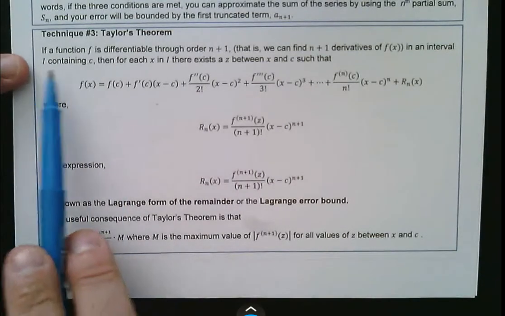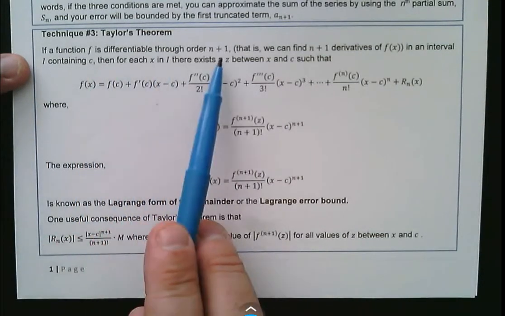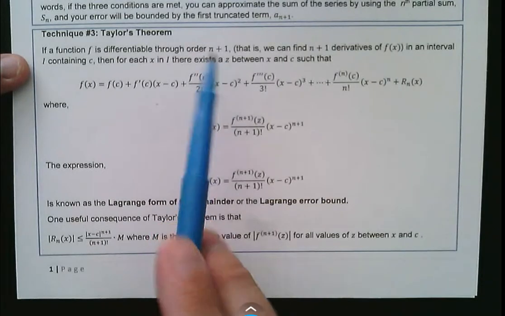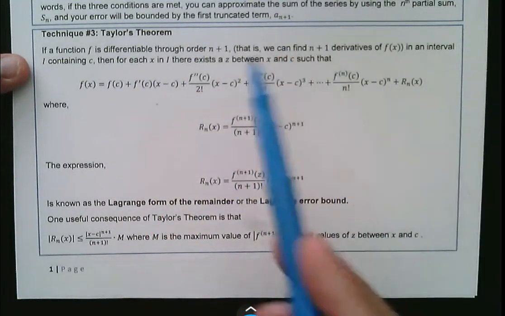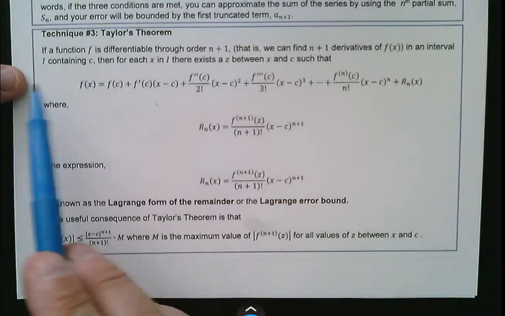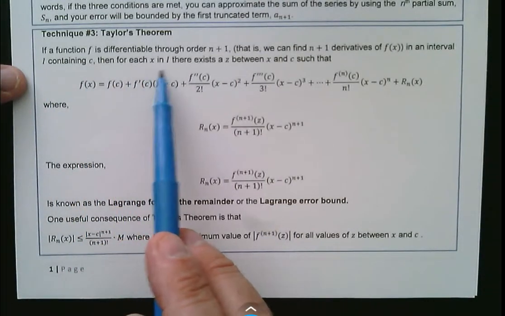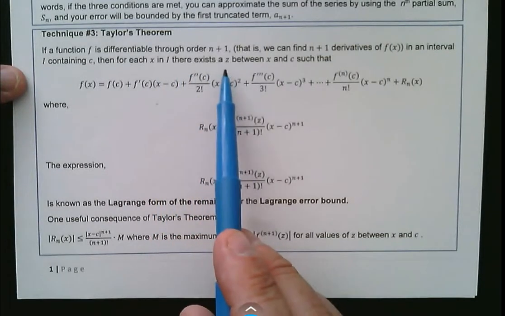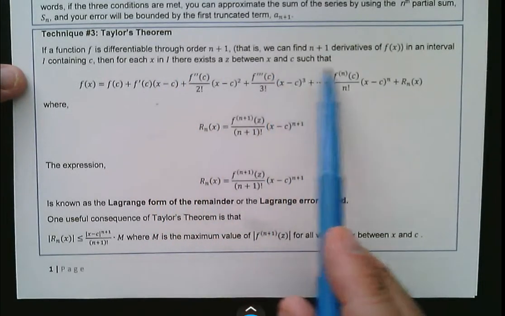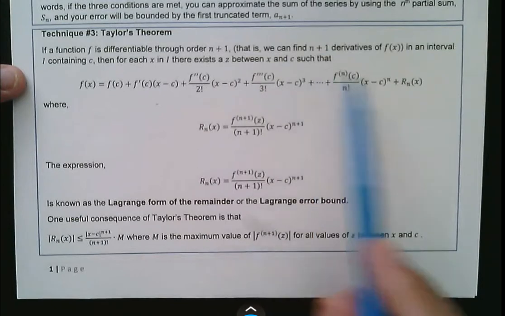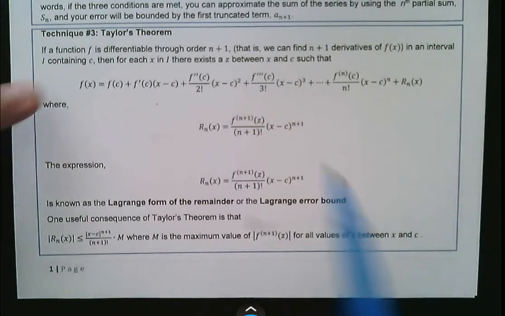Okay, if f is a function differentiable through order n plus 1, meaning I can take the first derivative, the second derivative, the third derivative, the n plus first derivative, in an interval I containing c, then for each value of x in that interval, there exists a value of z between x and c such that this is true. This sounds like gobbledygook. Stay with me.